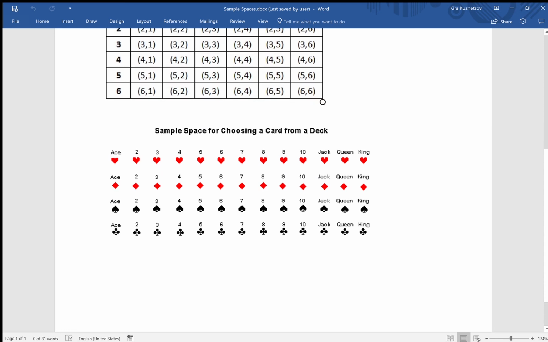Another sample space that you want to have a picture of is the sample space of choosing a card from a deck. So the experiment is choosing a card from a deck, and the sample space is as given. So those of you who like to play cards, you're probably more familiar with this. If you are not familiar, here's a good picture that you can use during this semester.